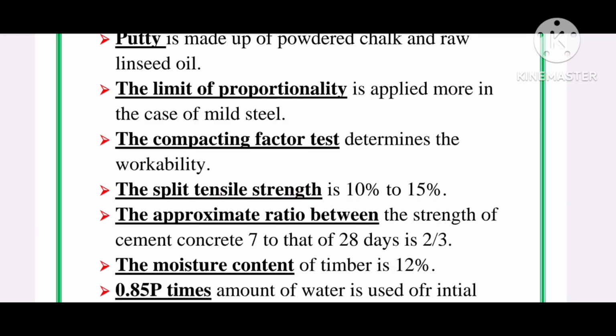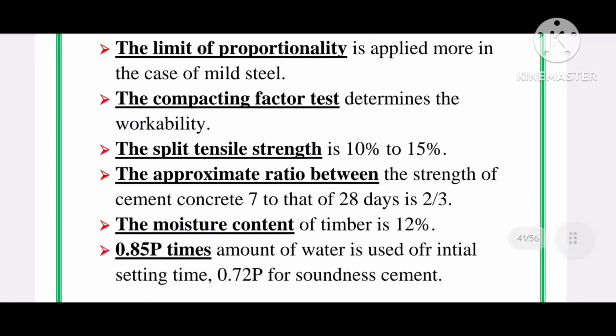Next point, limit of proportionality is applied more in case of mild steel. Next, the compacting factor test determines workability. Next point, the split tensile strength is 10% to 15%. The approximate ratio between strength of cement concrete at 7 days to that of 28 days is 2/3.